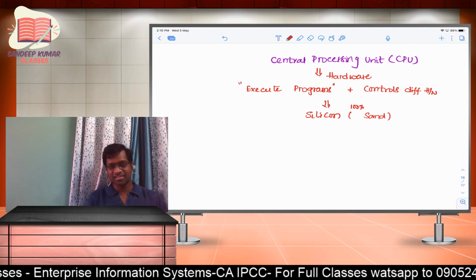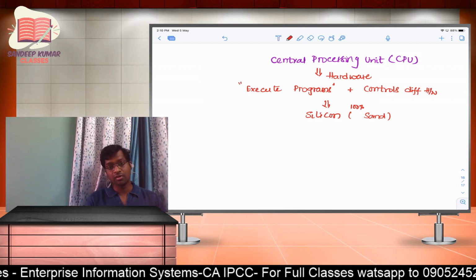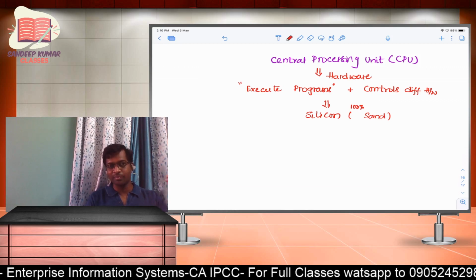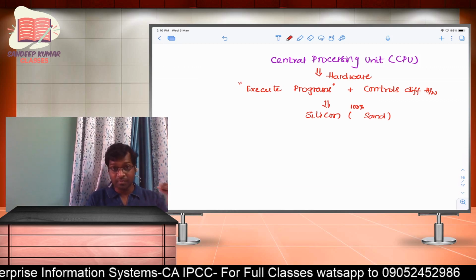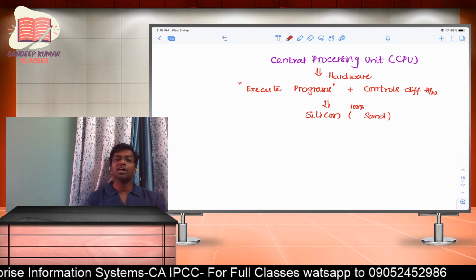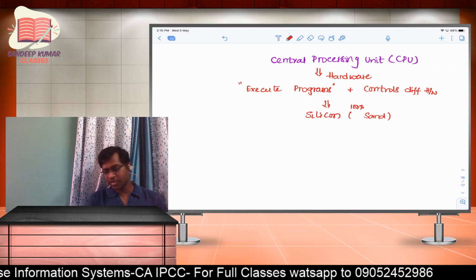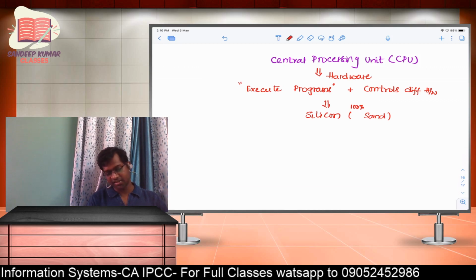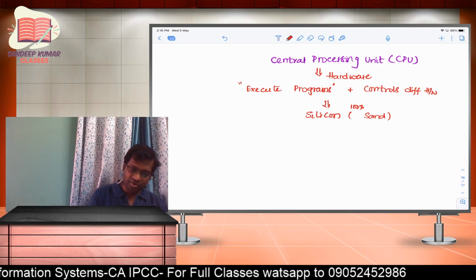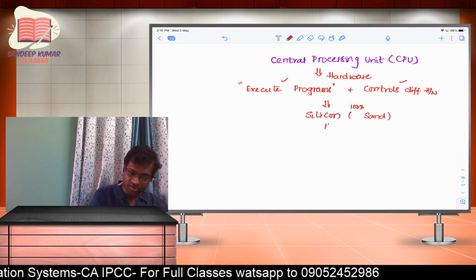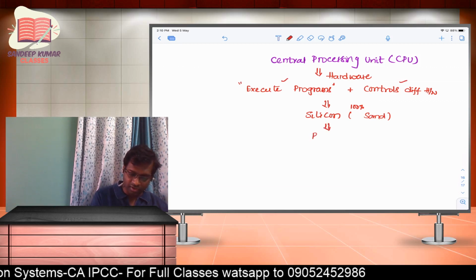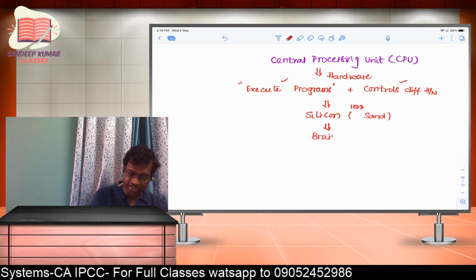That is the reason if you go to the US, you have Silicon Valley, because the main computing device is a processor. How do we manufacture this processor? We manufacture this processor using a material called silicon. So what do you mean by silicon? 100% pure sand is called silicon. Because it executes the programs and controls different hardware, we also call this central processing unit the brain of the computer.